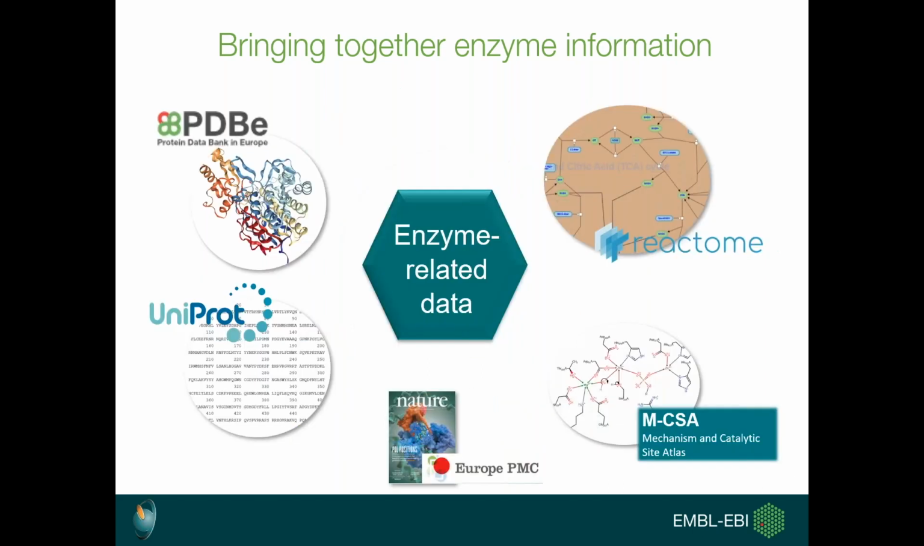For example, the PDB database provides mainly information about the 3D structure of a protein, whereas in a resource like Reactome, you will find information related mainly to the pathway where the enzyme acts. This can make finding enzyme-related information time-consuming, and also it increases the risk of missing important information.